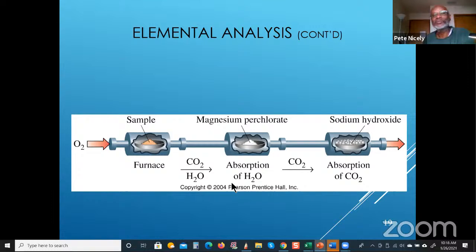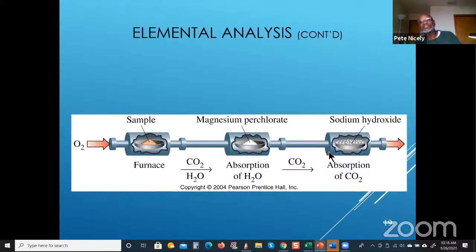So basically the way we actually do this experiment is that you start off with your sample here. You make sure that you weigh the amount of magnesium perchlorate here. You weigh the sodium hydroxide. Of course, you weigh the amount of the sample here. And then after everything is burnt, and this absorbs the water and this absorbs the carbon dioxide, you separate the compartments. You weigh the magnesium perchlorate, and you should observe a mass increase because now it has absorbed water.